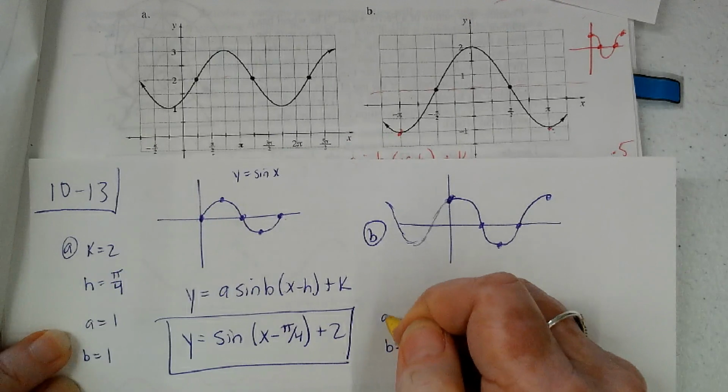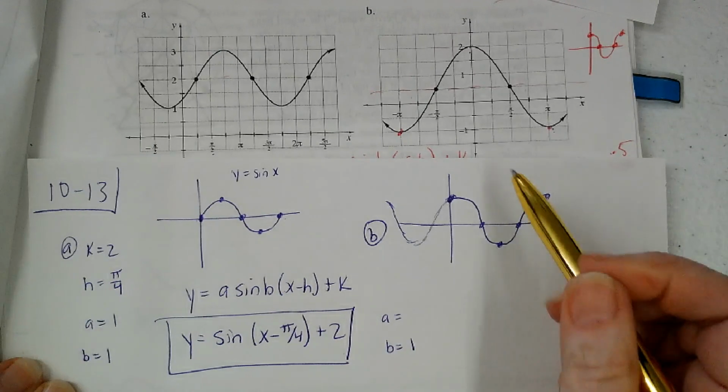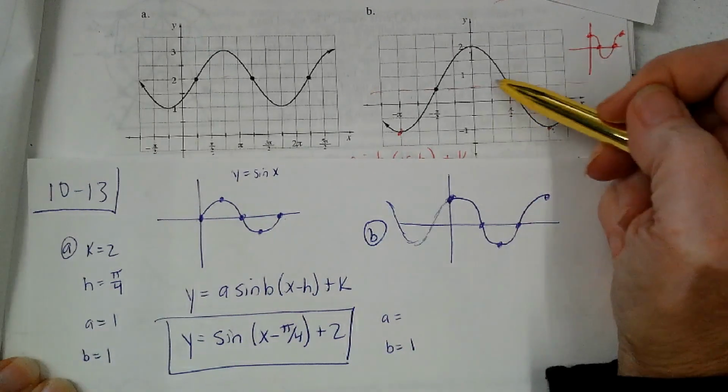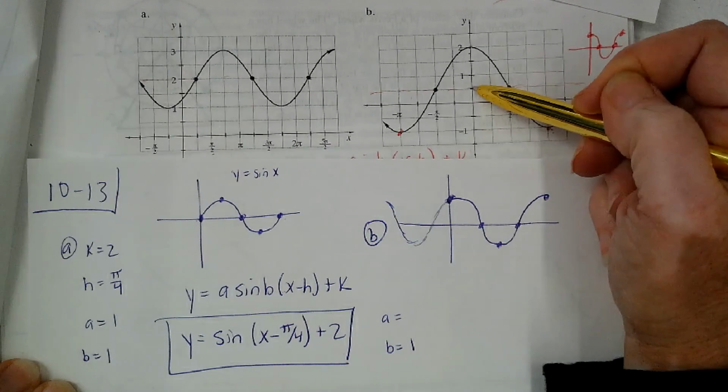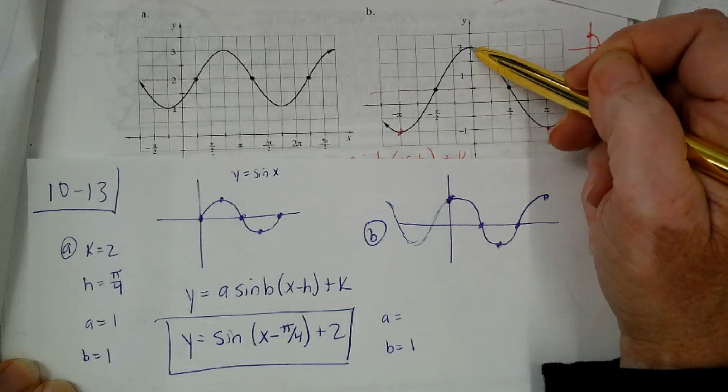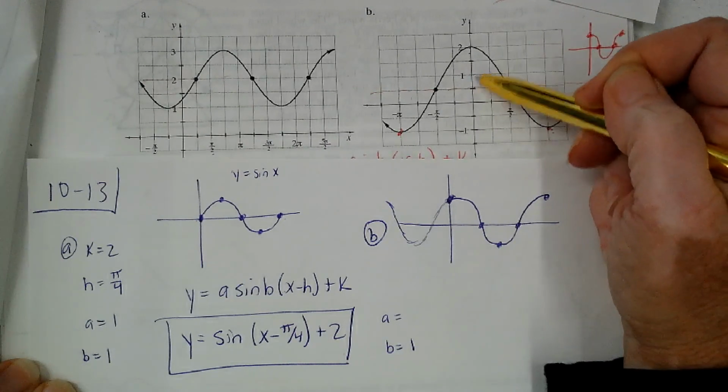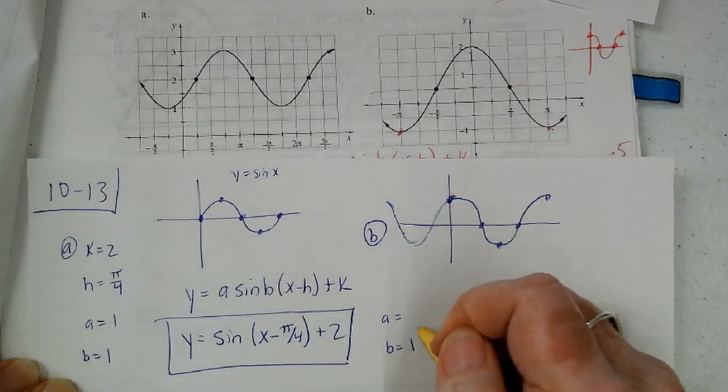What's A going to equal? Well, A is the amplitude. So, oh, gross. It's going to go from 0.5 to 2, because that's 0.5. So that's 1.5.